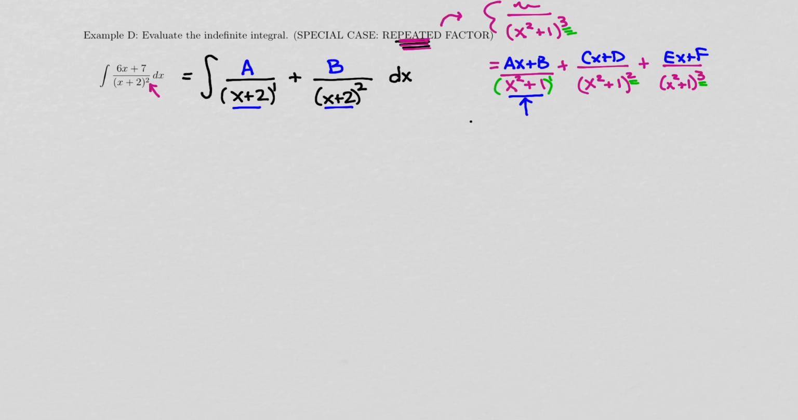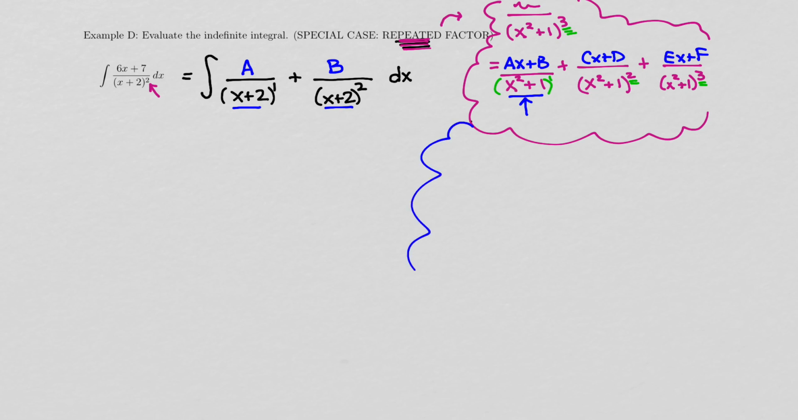So if I have a repeated factor, I break it up multiple times, but the things that go on top, my dummy variables, still have to follow that pattern of being 1 degree less than whatever that factor is on the bottom that's getting repeated. Okay, now we'll go back to our example and see if we can't solve this one.